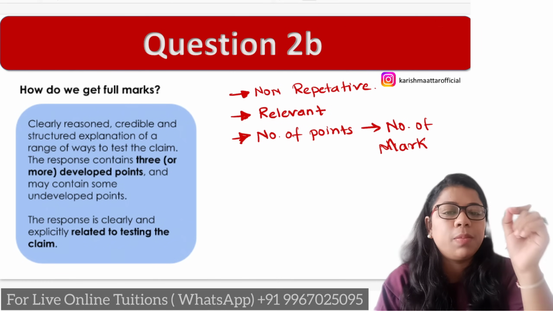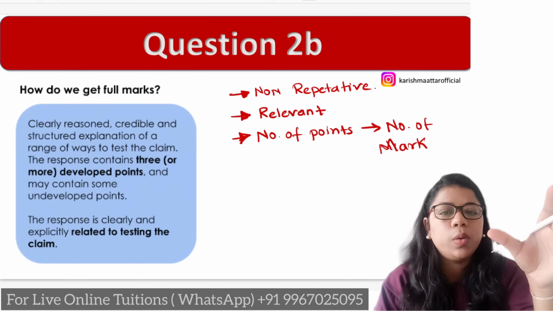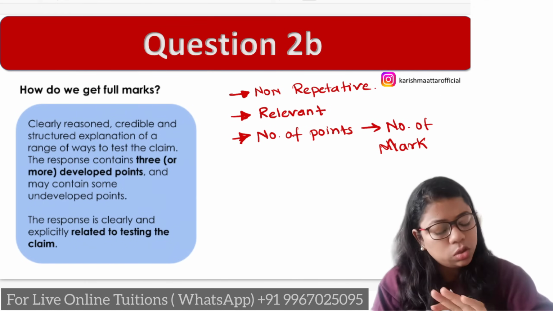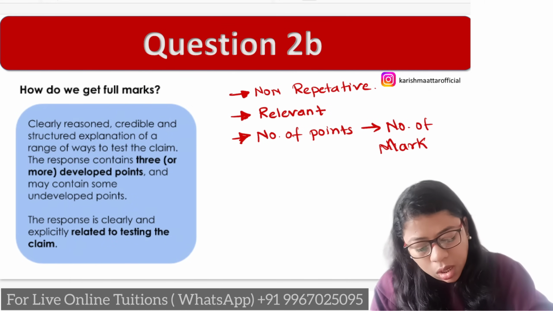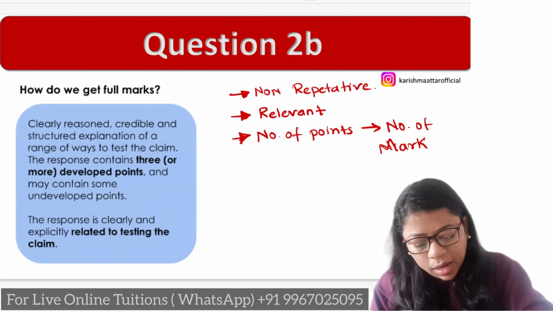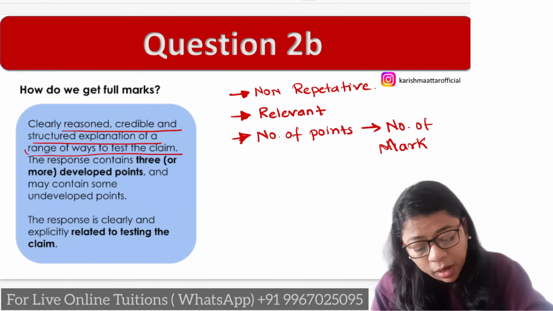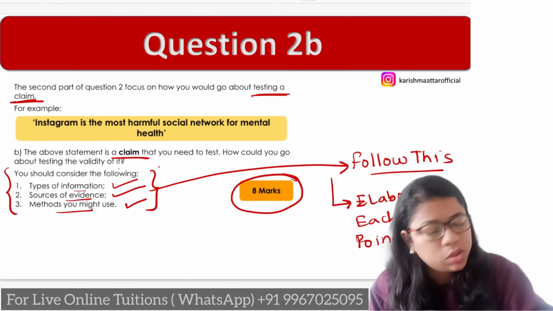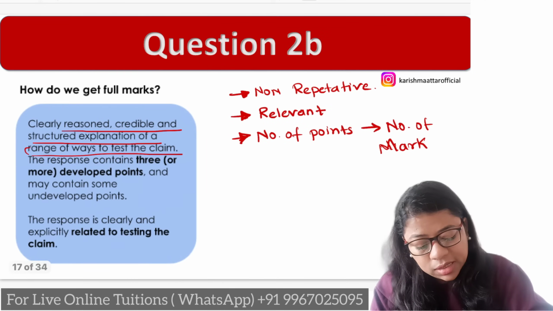Again and again I'm saying that because many a times kids repeat, going around in circles, writing the same thing. So don't do that. Again, understanding what they are expecting us to do: a clearly reasoned, credible and structured explanation of the range of ways to test the claim. How to find out the range of ways? It's given over here. Type of information, source of evidence, methods you might use. That is how you will analyze the range of ways.